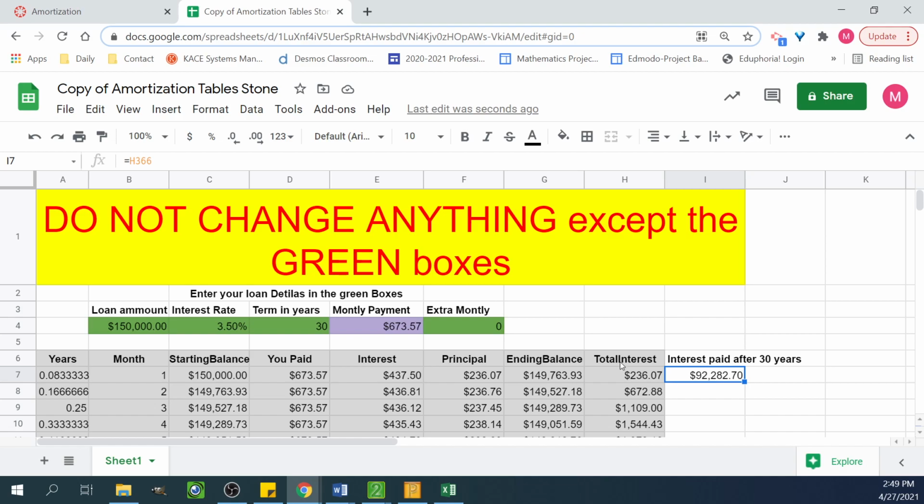So how much does this house cost? How much are we looking at for this house? What's our starting price? Exactly. That's how much the house is. Now let's look at how much we would pay if it was only $100,000. See how the interest is now only $61,000?